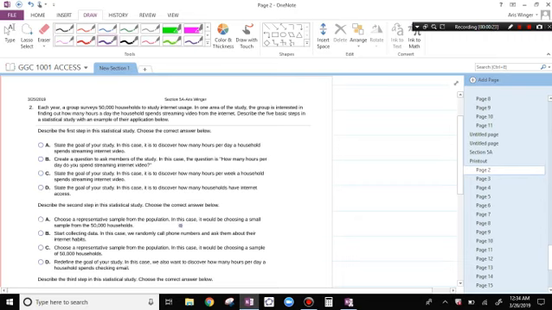Each year, a group surveys 50,000 households to study internet usage. In one area of the study, the group is interested in finding how many hours a day the household spends streaming video from the internet. Describe the 5 basic steps in a statistical study with an example of the application below. Describe the first step in the statistical study. Choose the correct answer below.